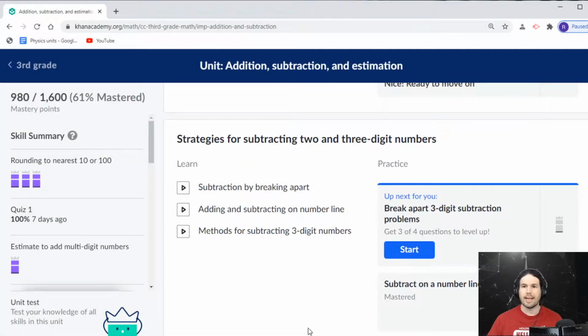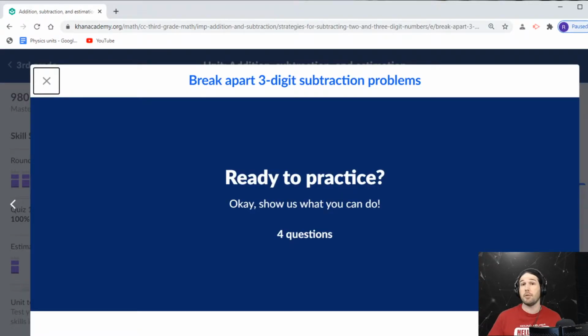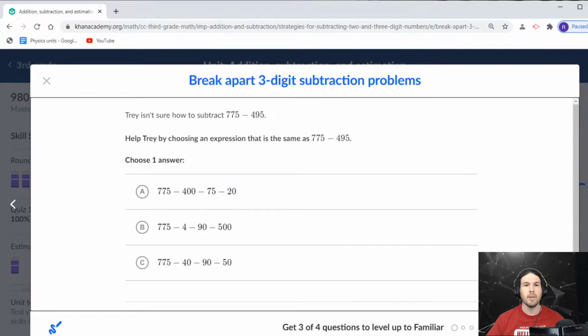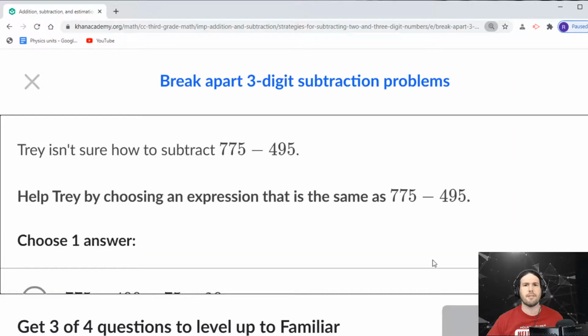All right, what do we got next? We have break apart three-digit subtraction problems. This is going to look very similar to the break apart three-digit addition problems that we did in an earlier stream, so hopefully it won't be anything too horrible. Trey isn't sure how to subtract 775 minus 495. Help Trey by choosing an expression that is the same as 775 minus 495.